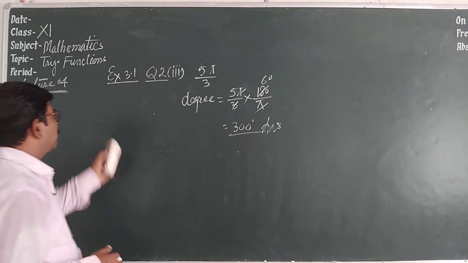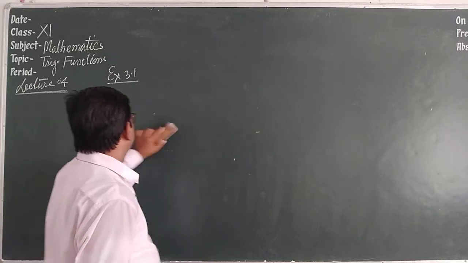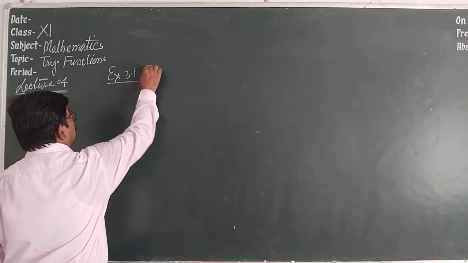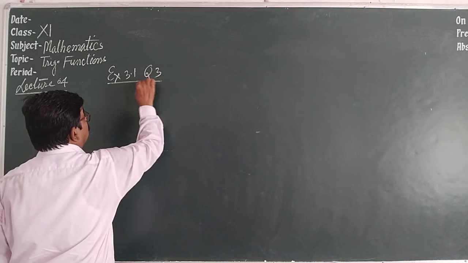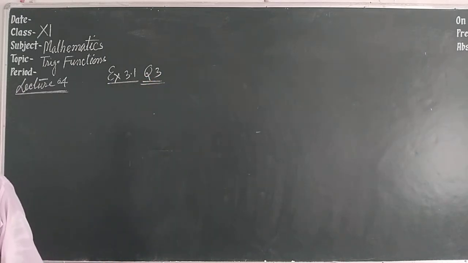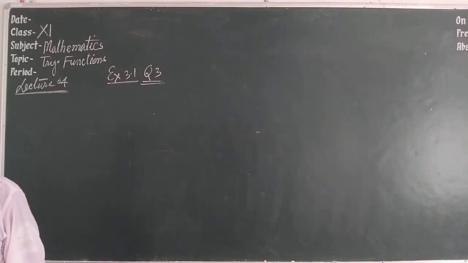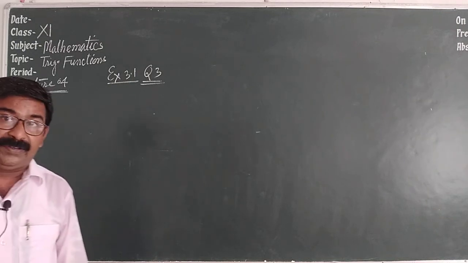Let's see one more question. Question number 3. I am reading the question. A wheel makes 360 revolutions in 1 minute. Through how many radians does it turn in 1 second? What is given? 360 revolutions in 1 minute.